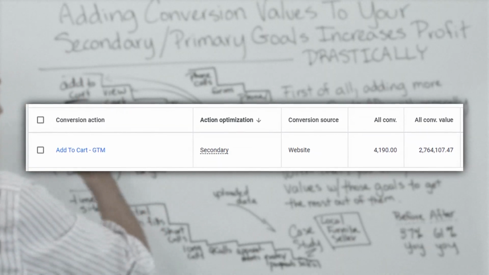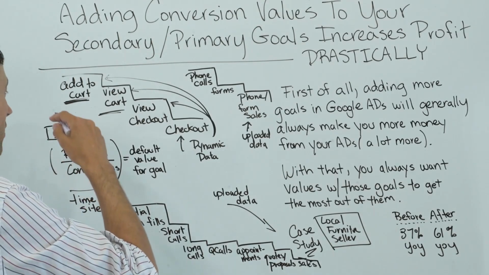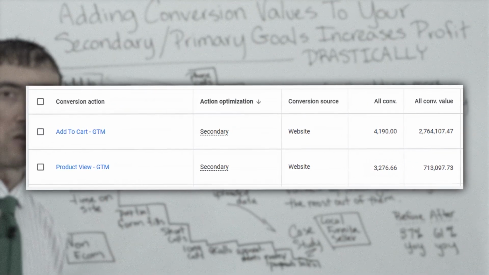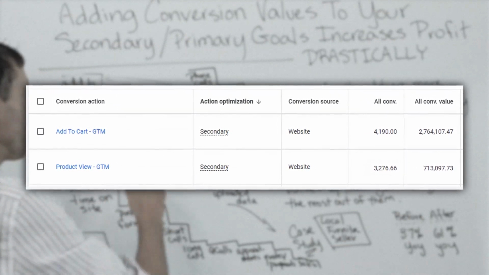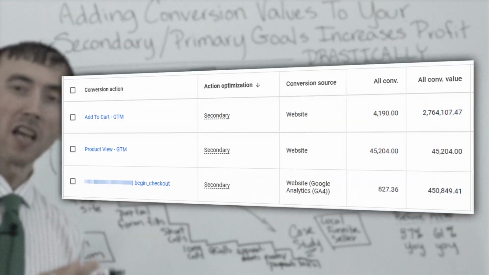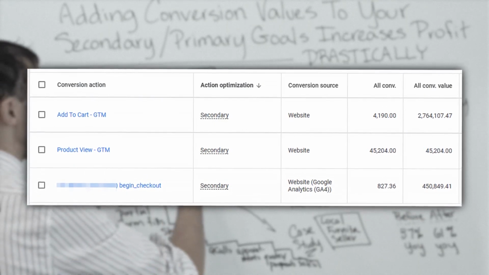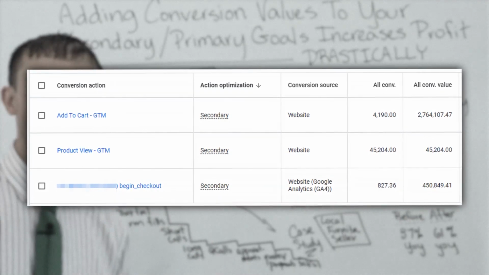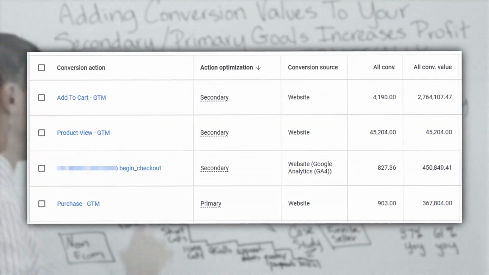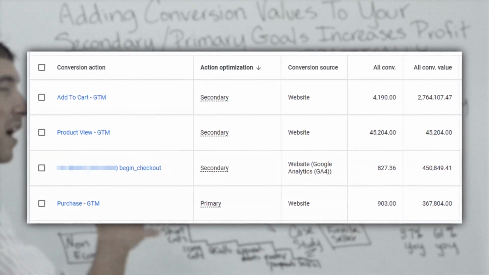You're going to, as a separate goal, want to track view cart views. So did they get to the cart? You're also going to want to track people that get to the checkout page separately, and people that actually check out, so they actually purchased. By the way, you track each one of those as a goal.